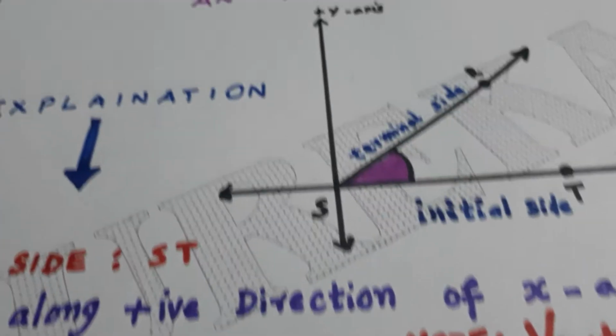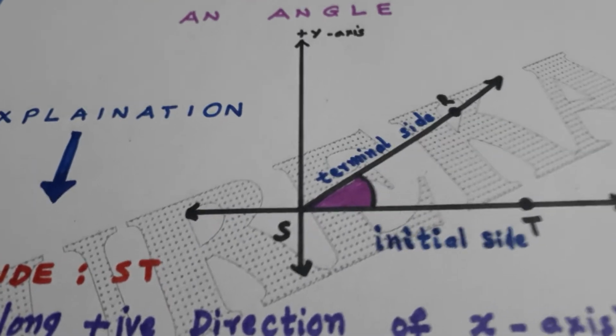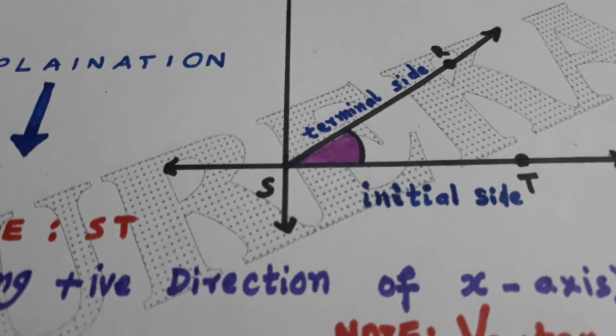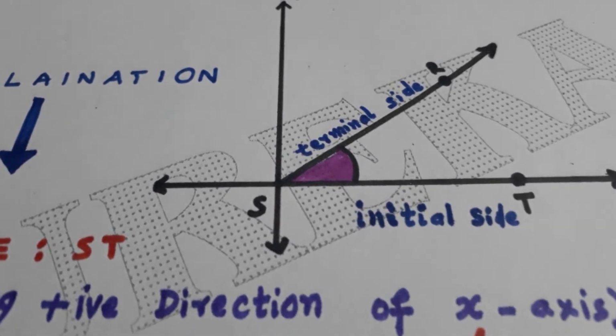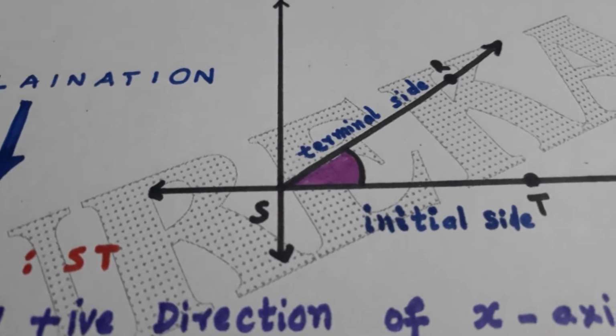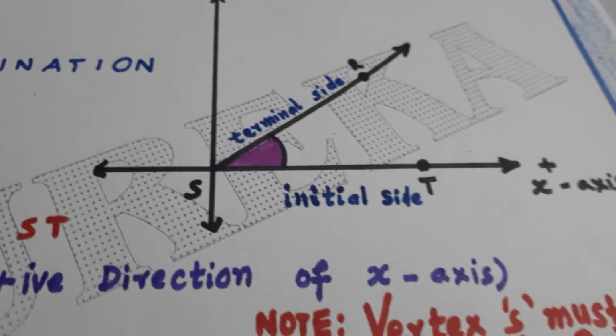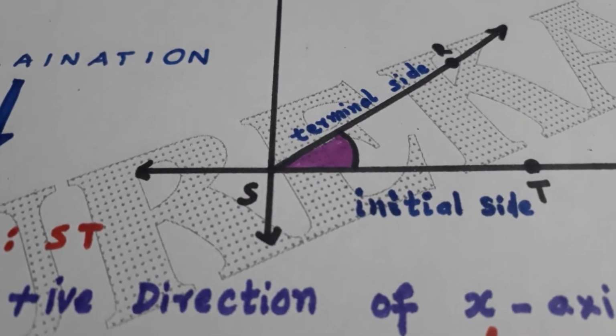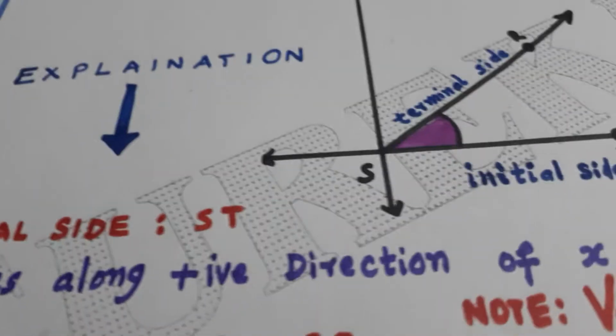So these are the must conditions which must be satisfied for a standard angle. The vertex should coincide with the origin and the initial side should be on the positive direction of x-axis, while the terminal side of the angle can be anywhere.